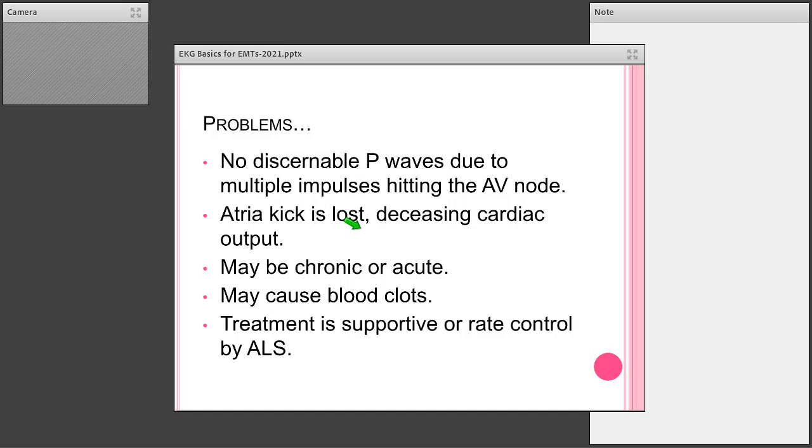Sometimes they will have AFib at a fast rate, and they call you because their heart has been beating really fast. Sometimes that's called AFib with RVR, or rapid ventricular response. If their heart is beating so fast, they are losing more and more cardiac output because of the fast rate. So ALS providers or the hospital may use medications for rate control. It's not going to fix the AFib, it's going to fix the fast rate of the AFib. So for us, it's supportive care.